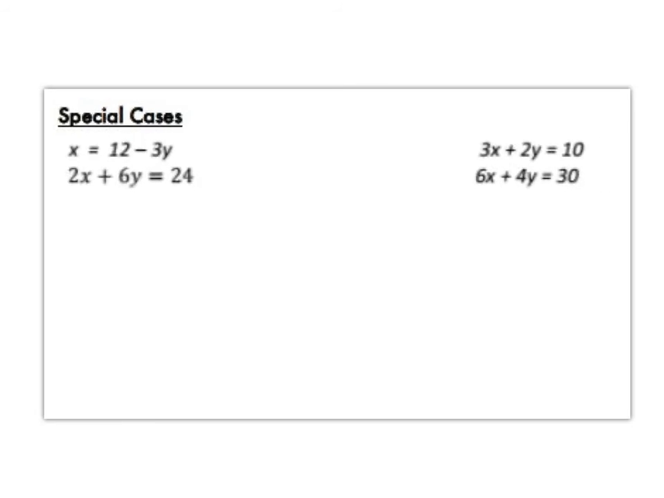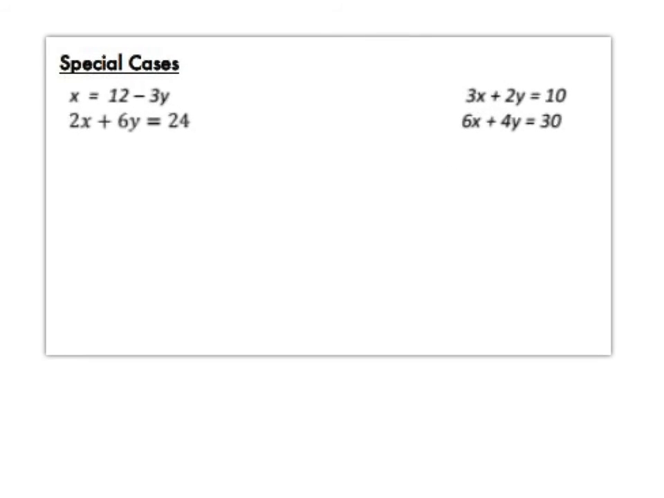All right, a couple of special cases here, and I'm going to start with the one on the left. I see that this is already built for substitution because I've got one variable that has already been isolated, so I'm going to jump right in with substitution. I'm going to take this entire expression that I've highlighted in green, and put it in for the x in the second equation.